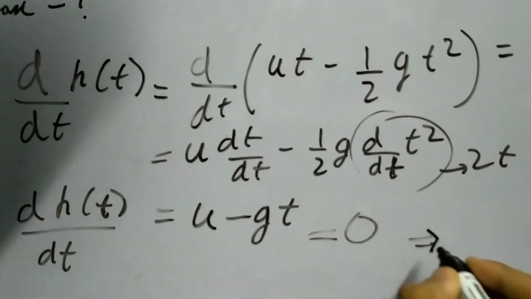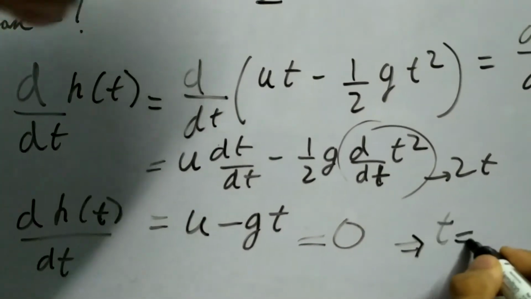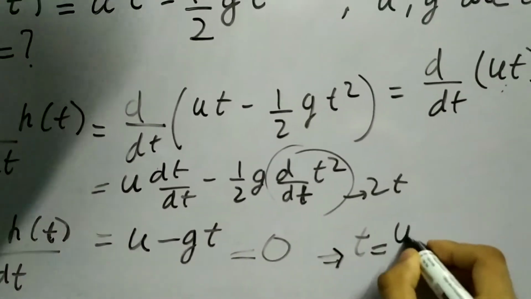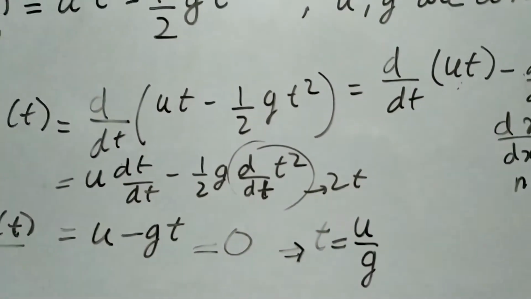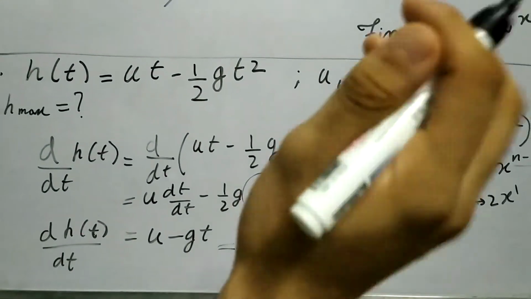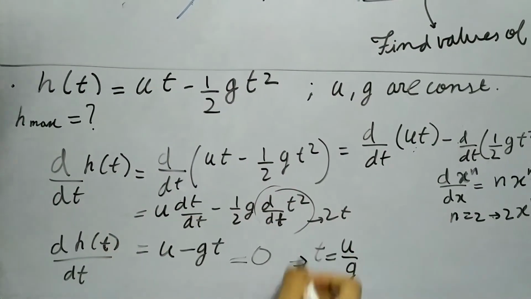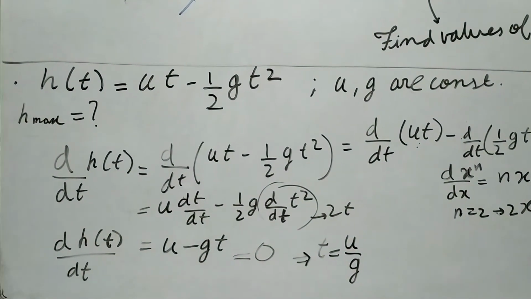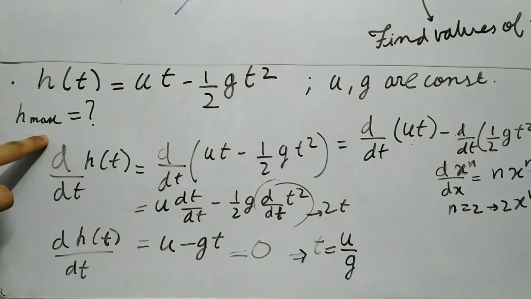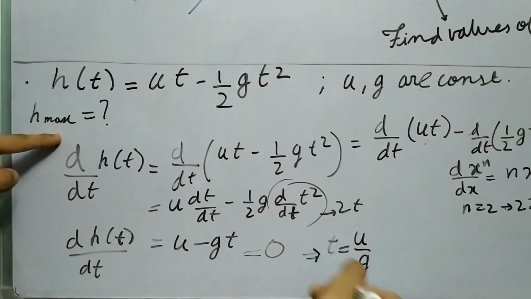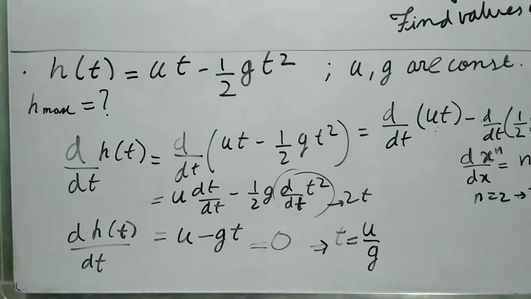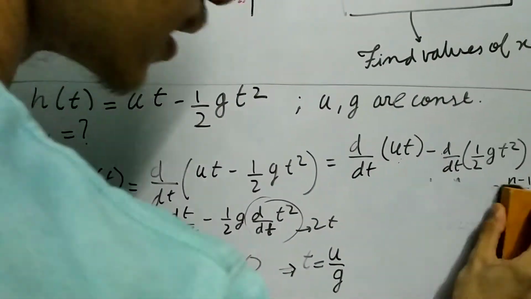So from this we get t is equal to u by g. Now this means at time equal to u by g, if you are given u and g, you divide the two, and at this time your h will be maximum. And what is the maximum value of h? Well, you just put this u by g instead of t in this expression, and you will get the maximum value. So let's see. It's a very easy job now.